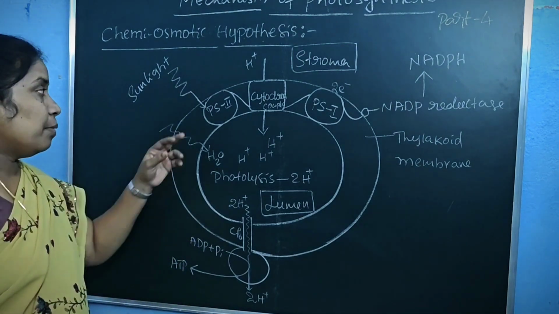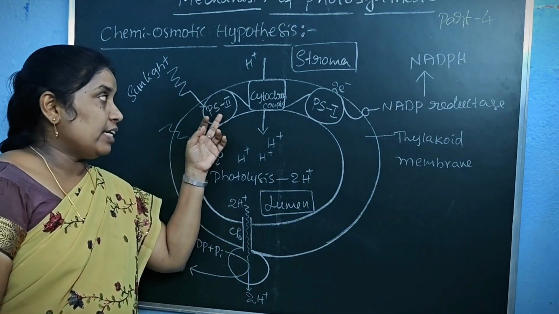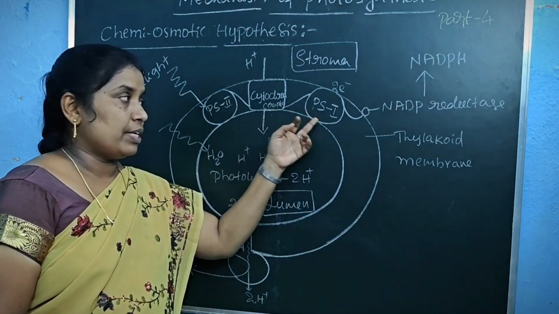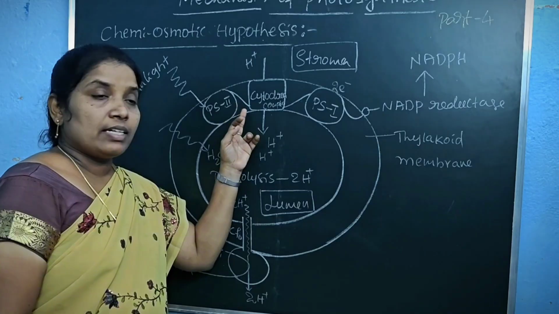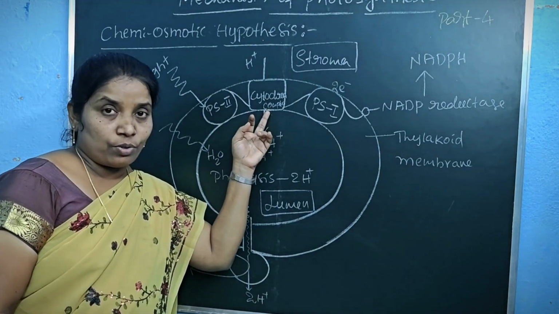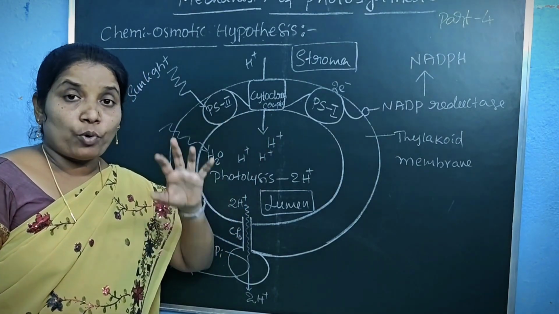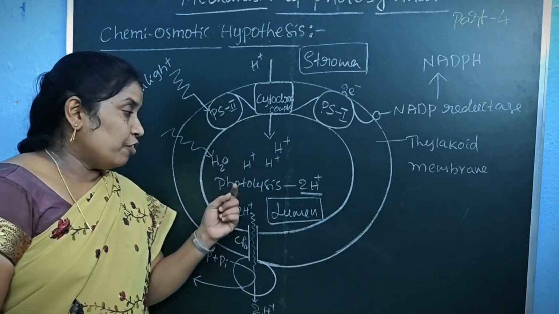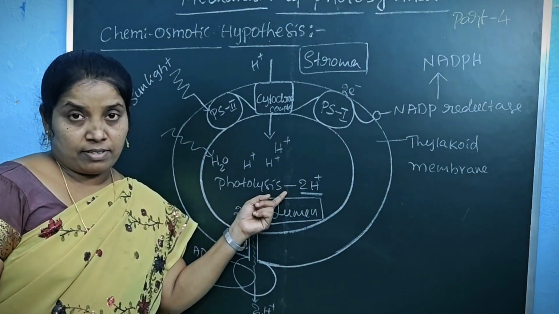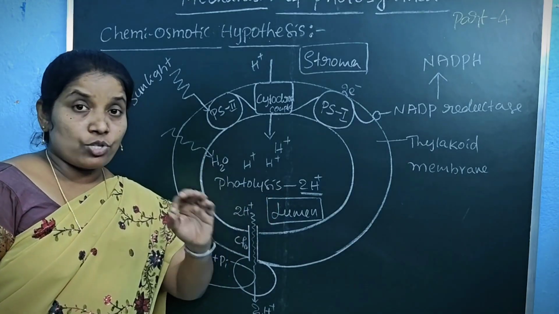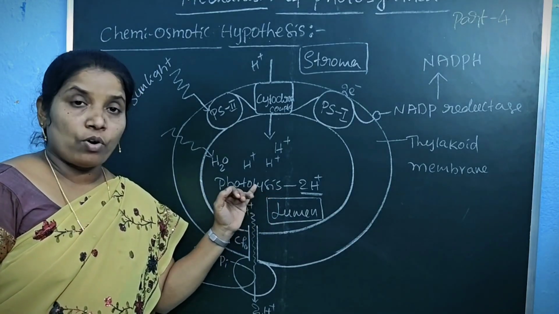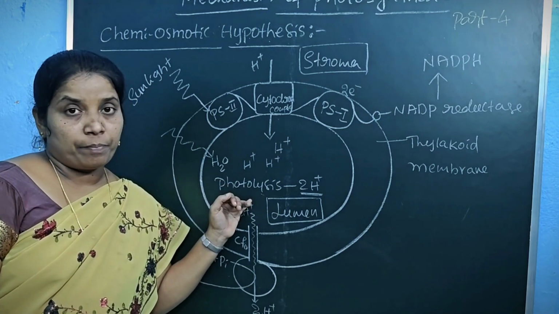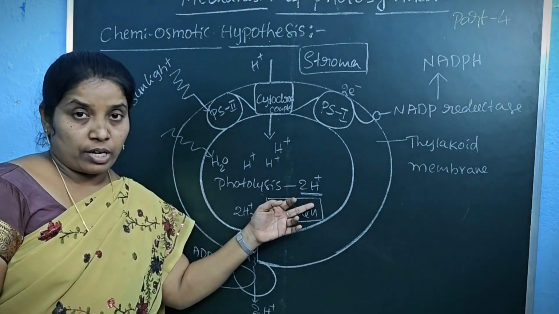When PS2 gets excited, it releases two electrons. They pass to the cytochrome complex and then to PS1. When the electrons are passing through the cytochrome complex, it pumps protons from the stroma to the lumen. Meanwhile, photolysis of water occurs. It releases two protons into the lumen because the oxygen evolving complex is located in the lumen.